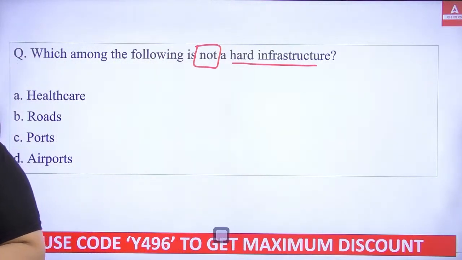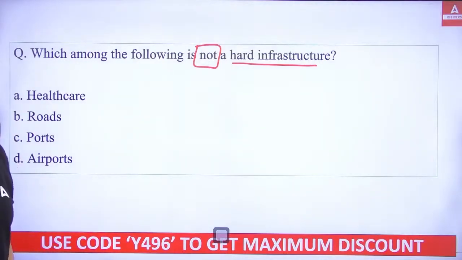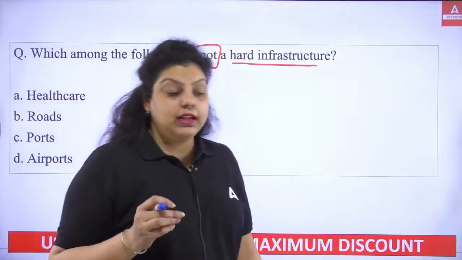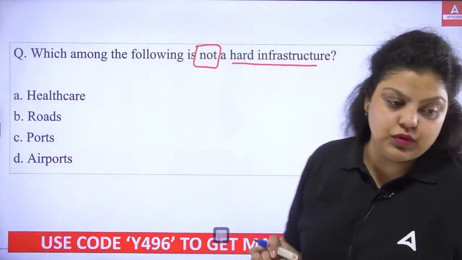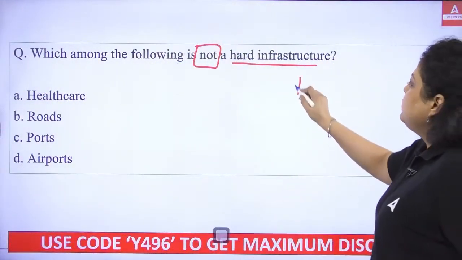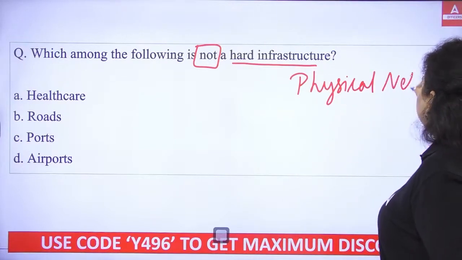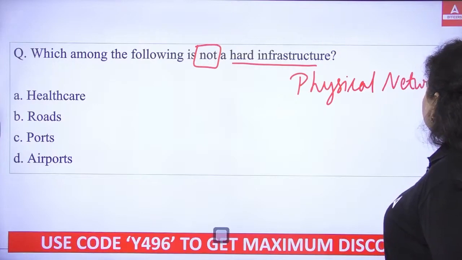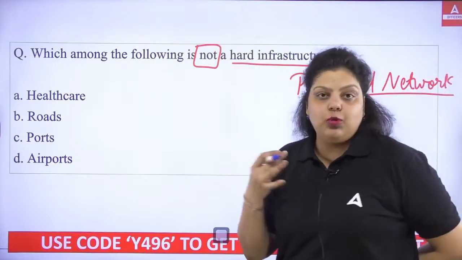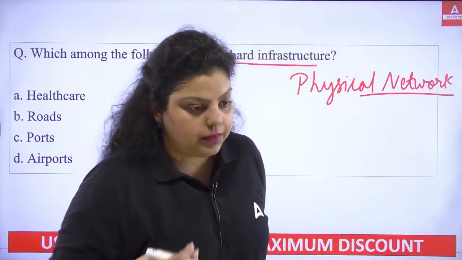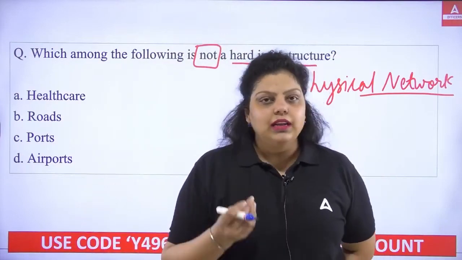Now what actually is a hard infrastructure? Hard infrastructure is simply a type of infrastructure which gives you the physical network. It provides you a physical network to link the economy. It helps the economy to have modern infrastructure development. Okay, this is what hard infrastructure is.